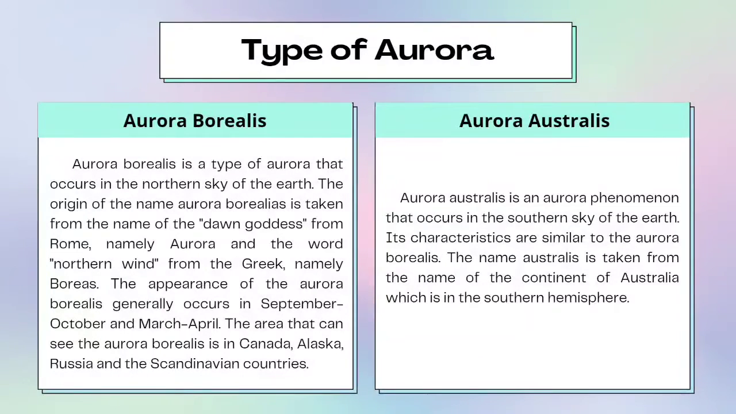Last, Aurora Australis. Aurora australis is an aurora phenomenon that occurs in the southern sky of the Earth. Its characteristics are similar to the aurora borealis. The name Australis is taken from the name of the continent of Australis, which is in the southern hemisphere.